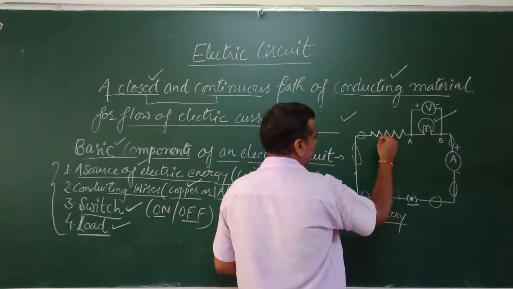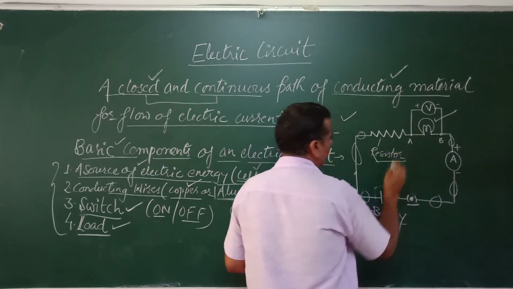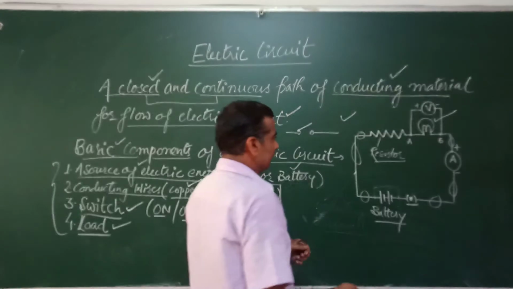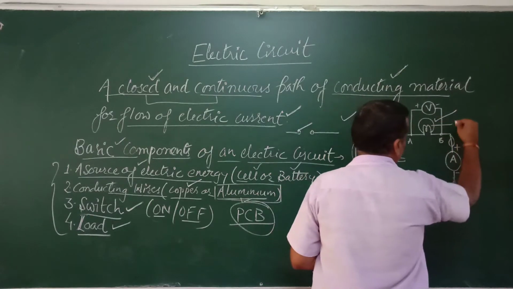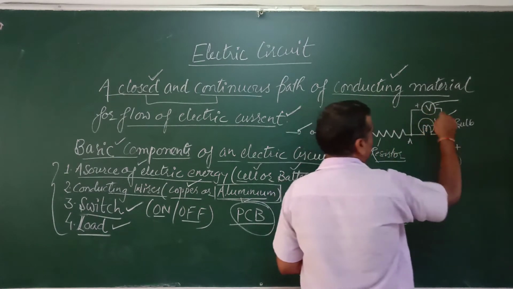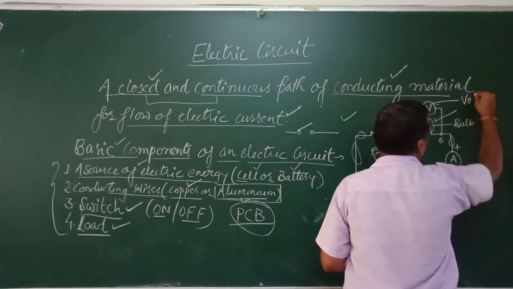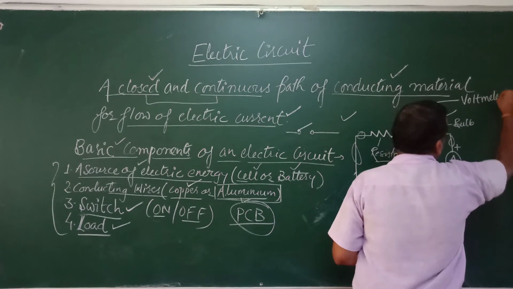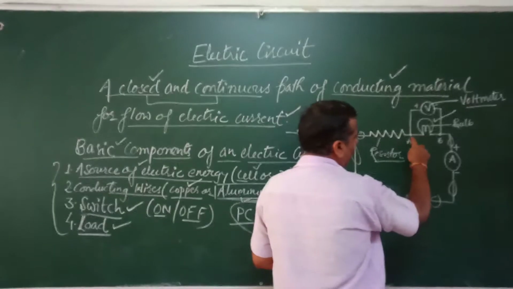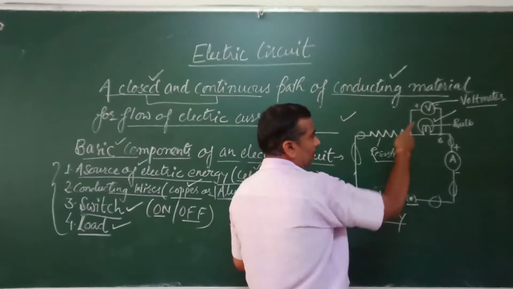This component basically is known as a resistor, which basically offers hindrance to the flow of electrical charges, right. Now this is bulb. Now this particular component is a device which is used for measuring the potential difference between 2 points. It is known as voltmeter. It is used for measuring the amount of potential drop between 2 points in a circuit, right. It is always connected in parallel.